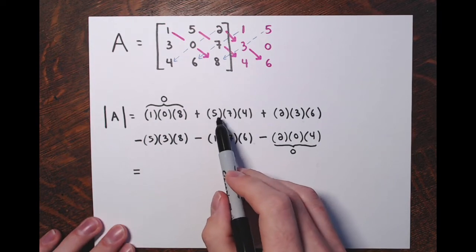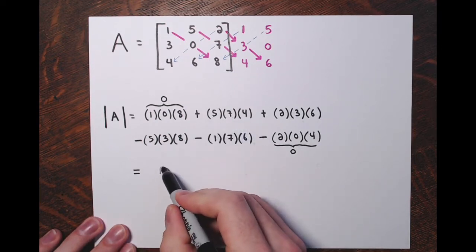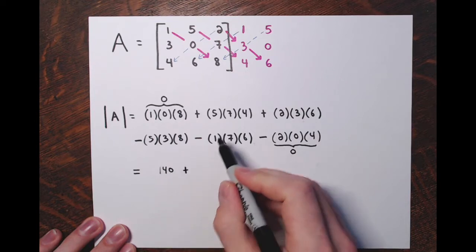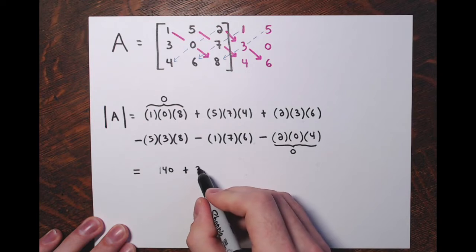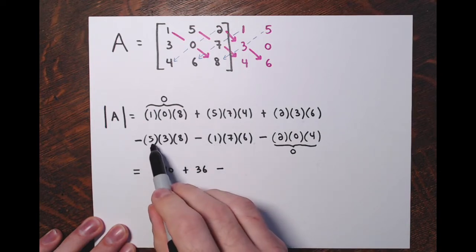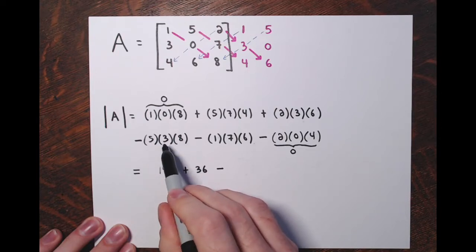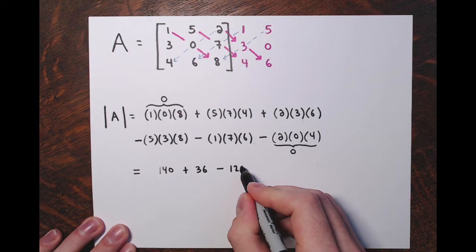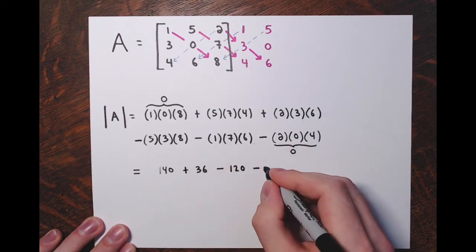So this is 5 times 7 times 4, that's 20 times 7, that's 140. Plus, this is 36. And then we have the minuses. Minus, this is 40 times 3, so 120. And then I got another minus here, and then this is just 42.